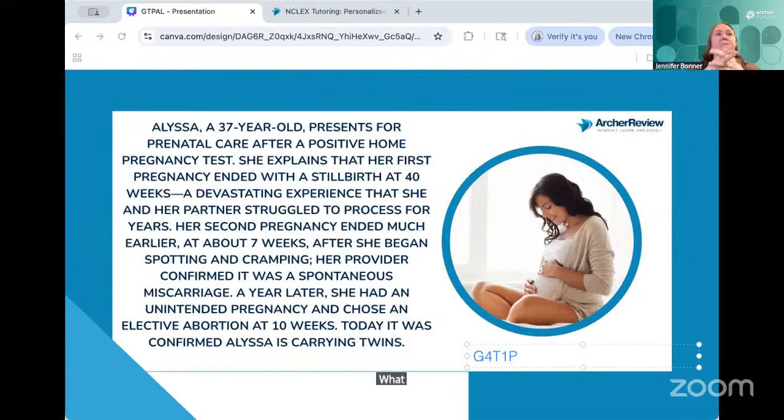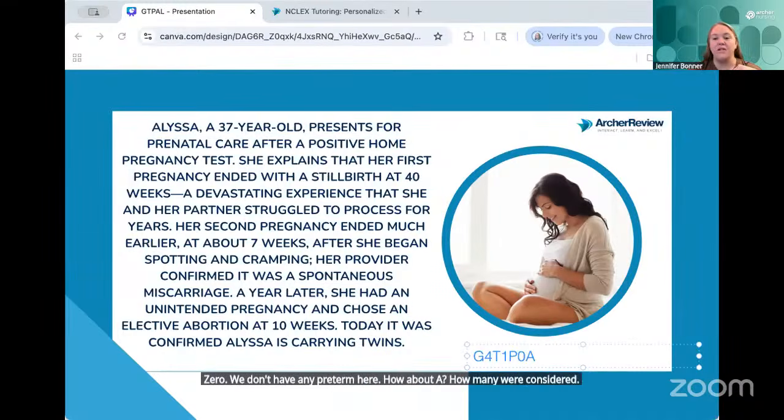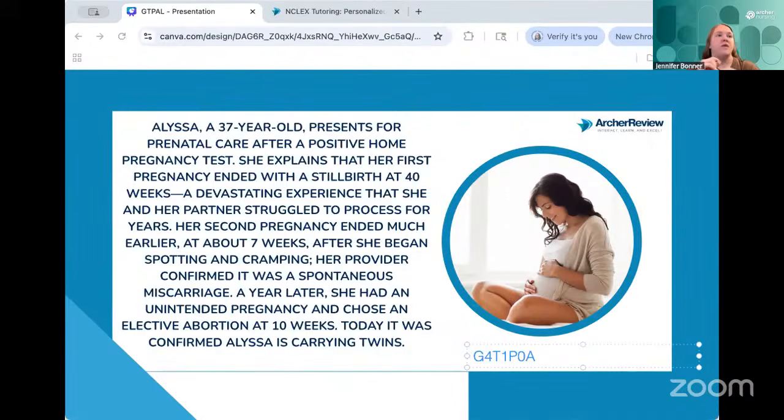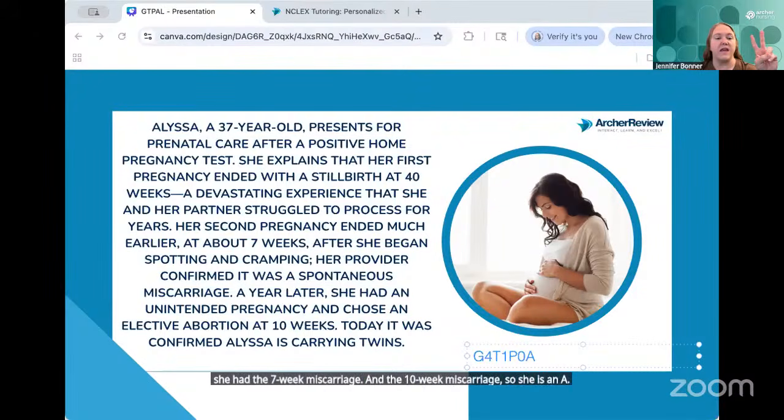What about P? How many were preterm? 0. We don't have any preterm here. How about A? How many were considered abortion? So we have the 7 week miscarriage and the 10-week abortion. So she is an A2.